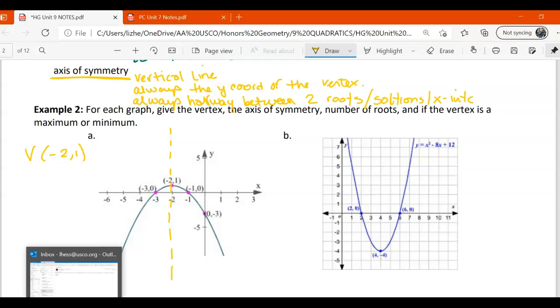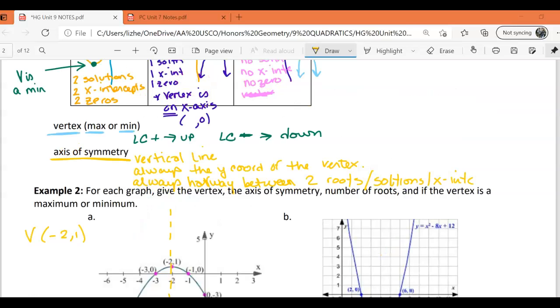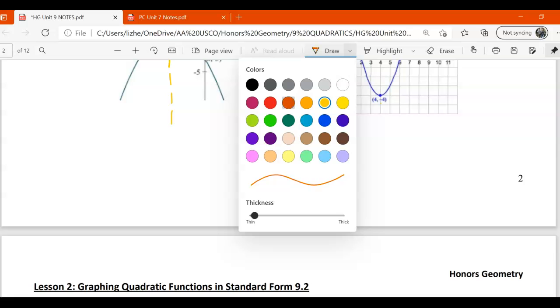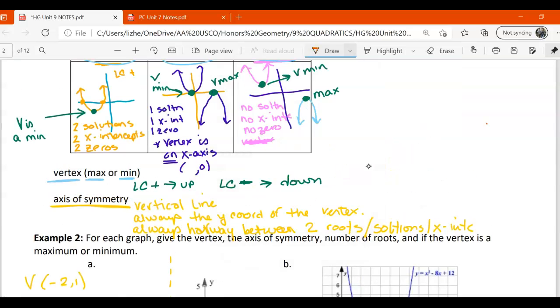Hold on a minute. All right, sorry, I was just realizing that I misspoke earlier, so let me go back to this. I told you that the axis of symmetry is always the y-coordinate. I'm wrong. It's always the x-coordinate of the vertex. The vertex or max, this is always the y-coordinate.